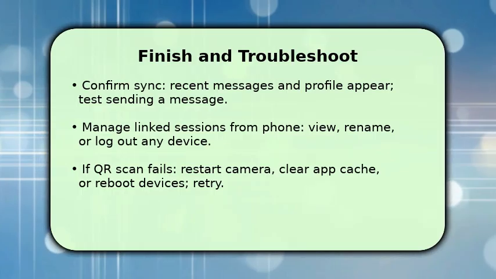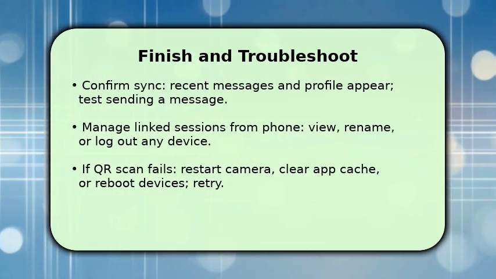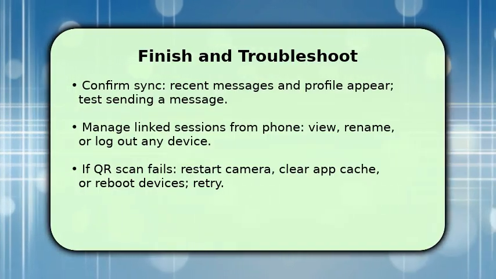If something goes wrong, the most common fix is simple. Restart the camera or WhatsApp, clear the phone app cache, and retry the QR scan, ensuring both devices have stable internet.